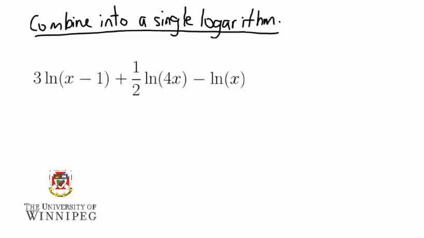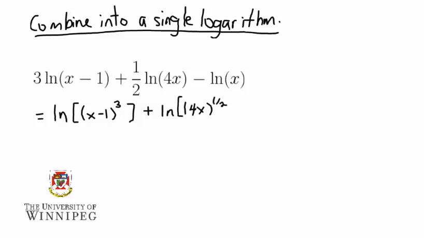In order for us to use the addition or subtraction properties, we need to remove the coefficients in front of our natural logarithms, and we can remove the 3 and the 1/2 by putting them up into the power of whatever is inside of our natural log. So for our first term, we're going to get ln of (x minus 1) cubed. Our second term becomes ln of (4x) to the power of 1/2. And our last term stays the same as minus ln of x.